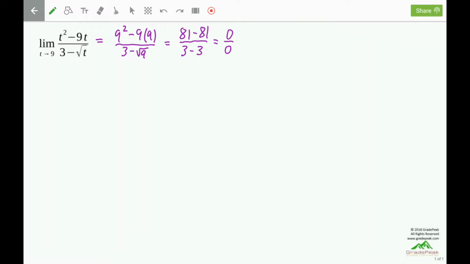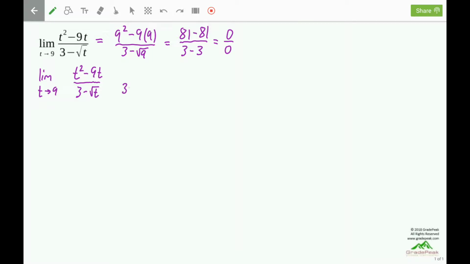Since we have a root combination, a root involving the variable t, added or subtracted together with at least one other term, that's happening here in the denominator. There's our root combination. We're going to be able to use the root conjugate method. We'll have limit as t goes to 9 of t squared minus 9t over 3 minus root t.